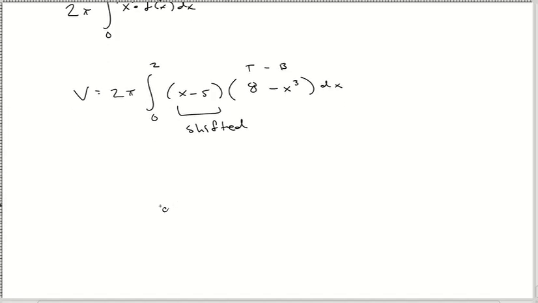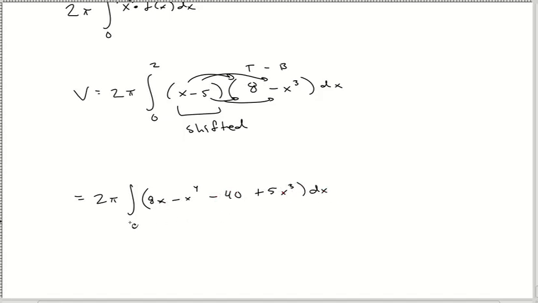So let's keep going. I'll show you how to do this. Obviously, at this point, because I have two factors, I need to FOIL it out. So I'm going to be multiplying these together here and getting a whole bunch of mess. So let's do that here. I've got 8x. I've got minus x to the 4. I got minus 40. And then two negatives make a positive 5x cubed dx. And that's still from 0 to 2.